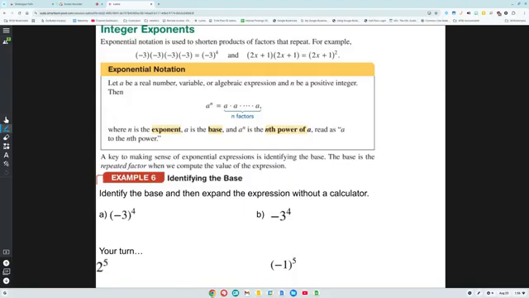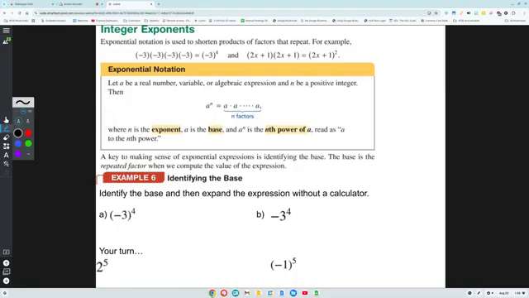A key to making sense of exponential expressions is identifying the base. The base is a repeated factor when we compute the value of the expression. So we have to be careful with exponents. Sometimes, if you're not careful, the order of operations will get you. I'll do a couple here with you, and then you're going to try a couple on your own.